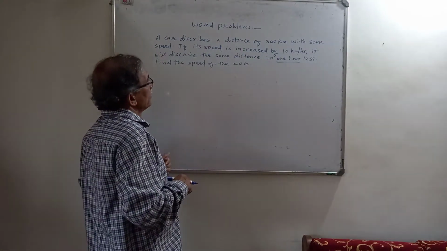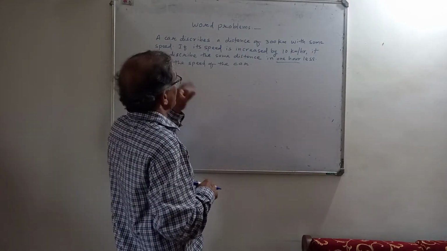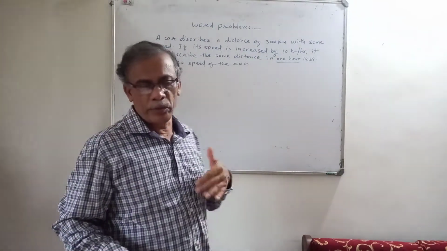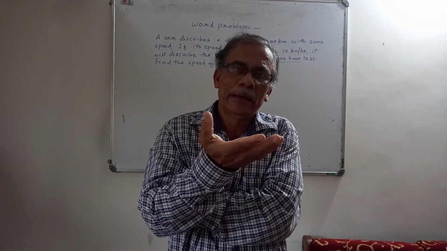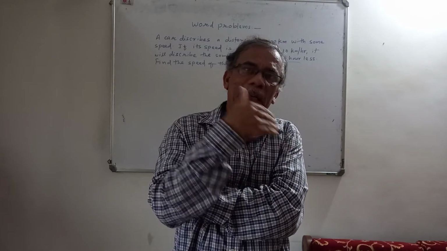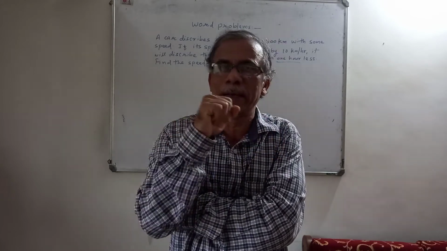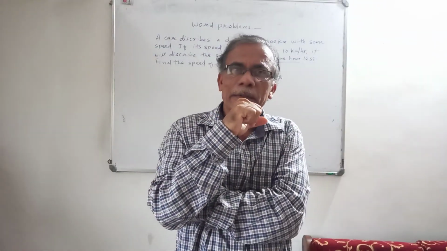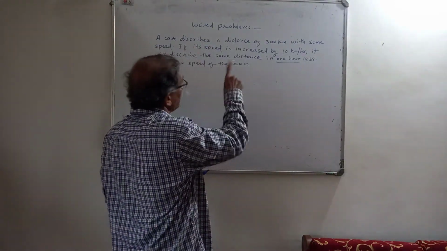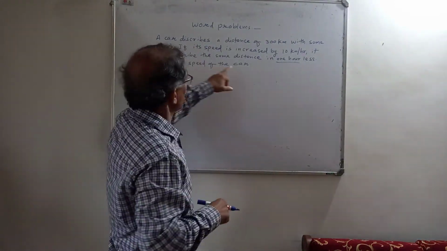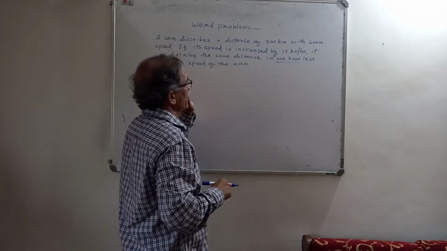Now, when the speed is increased by 10 km per hour, you will know that if you increase your speed, then you will take less time to cover a certain distance, isn't it? So now we know the distance, we have to find the speed of the car, we don't know the speed.